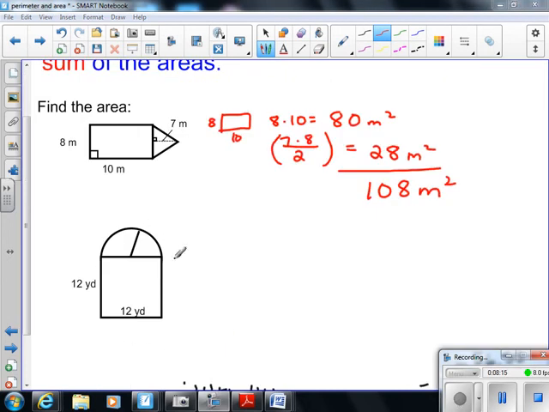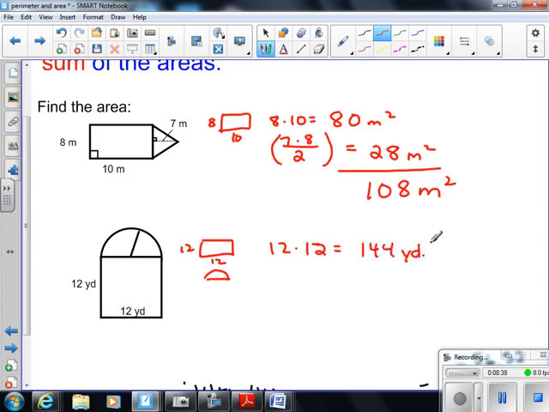All right, now let's take this shape. What two figures would I find the area for here? A rectangle and a half of a circle. Okay, so you basically find the area of a circle and then divide it by 2. So let's do the rectangle. This one would be a 12 by 12, which is 144 square yards. Okay, now how to find the area of a circle?